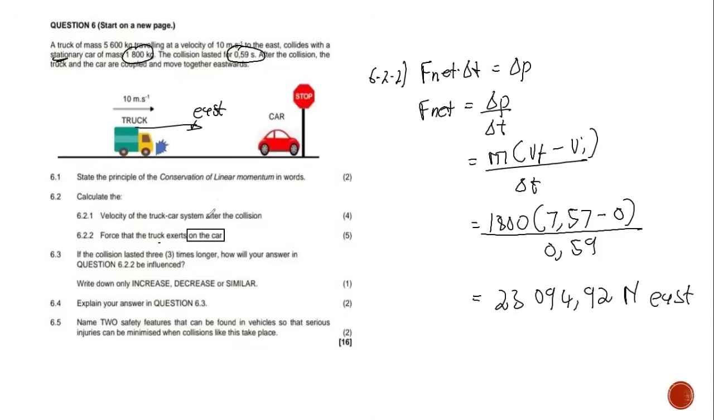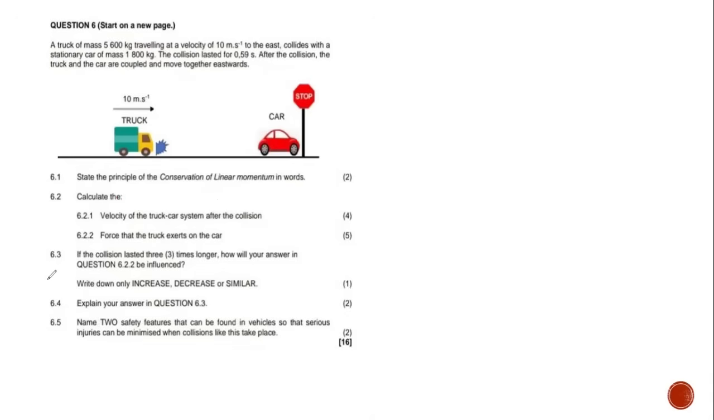Then 6.3, if the collision lasted 3 times longer, meaning 0.59 multiplied by 3, meaning how long did it last now? Multiplied by 3, that's if it lasted 1.77 seconds. How will your answer in question 6.2.2 be influenced? Write only increase, decrease, or similar, right?